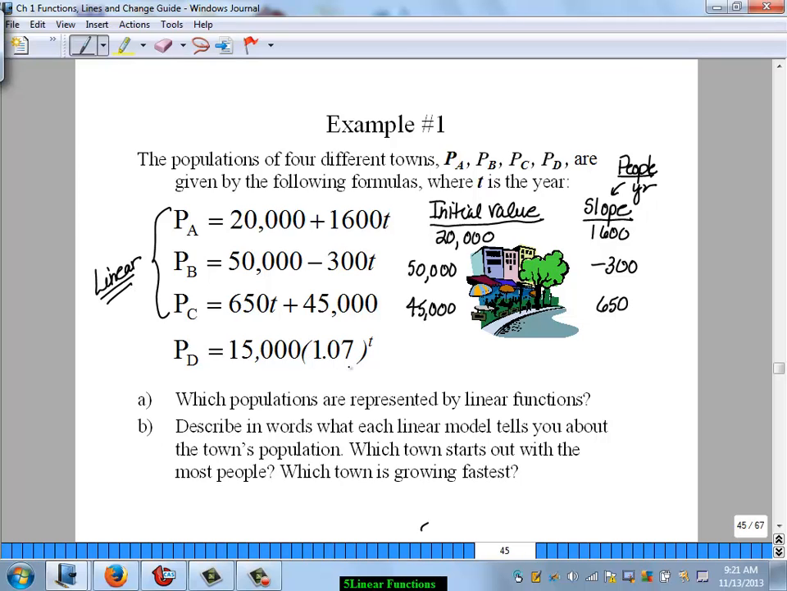Now this one right here, we have multiplication, so this is not linear. In fact, this one is exponential, and we'll be talking about that next chapter. So the three top ones are linear. Now we want to know which town starts out with the most people. Town B starts out with the most people. Then which town is growing the fastest? Truth be known, town D is growing the fastest because it's exponential, but we haven't learned that yet. But out of the linear ones, town A is growing the fastest.